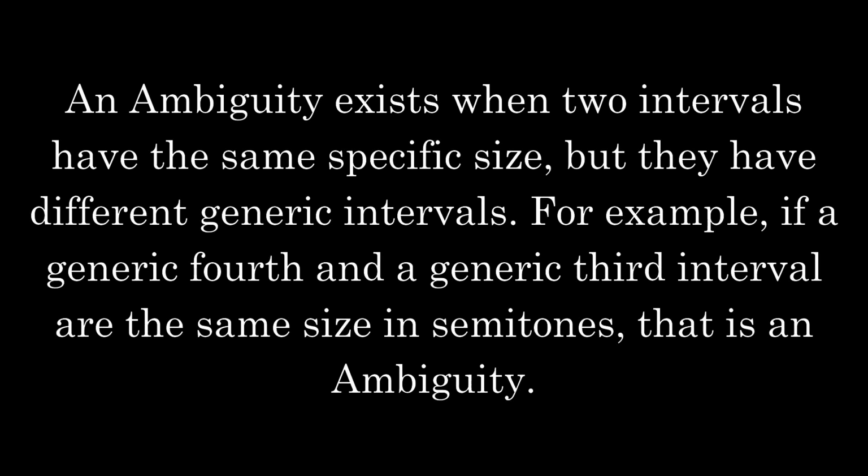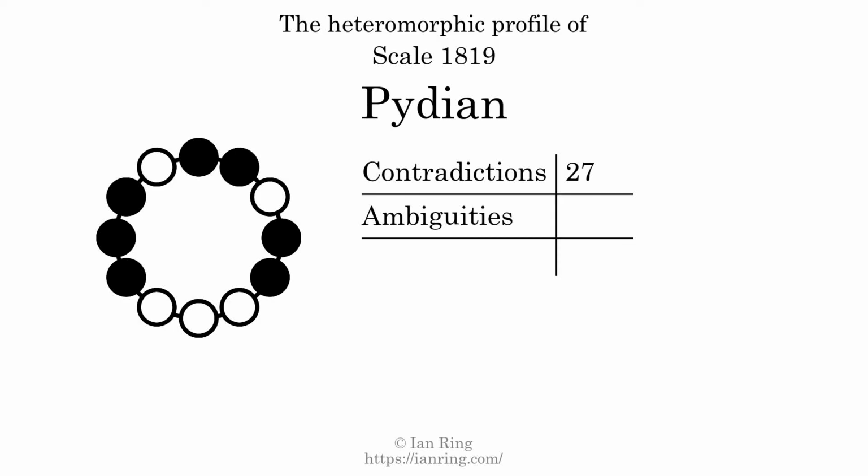An ambiguity exists when 2 intervals have the same specific size, but they have different generic intervals. For example, if a generic fourth and a generic third interval are the same size in semitones, that is an ambiguity. The number of ambiguities in this scale is 24.